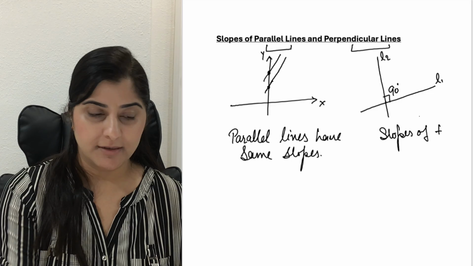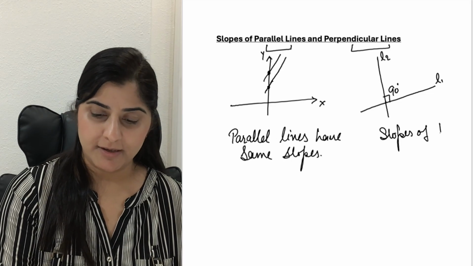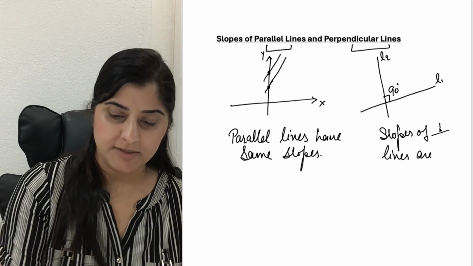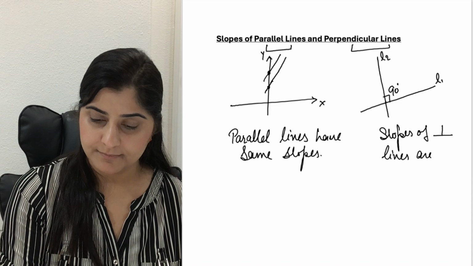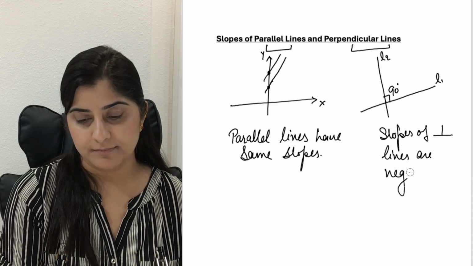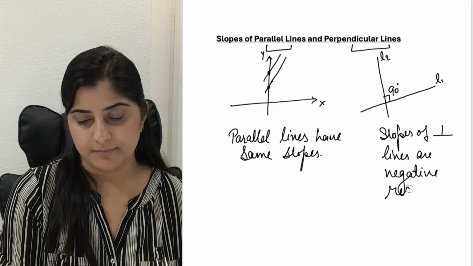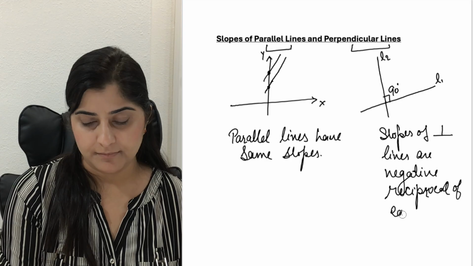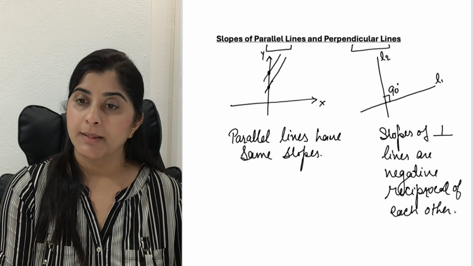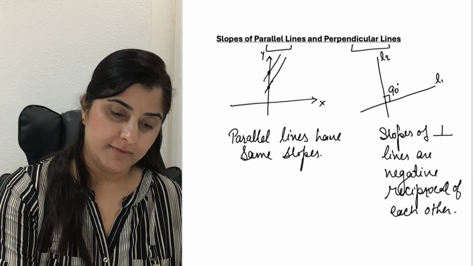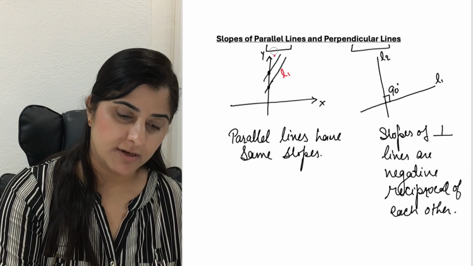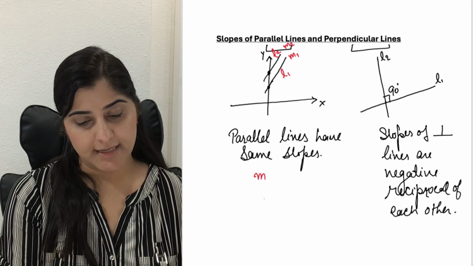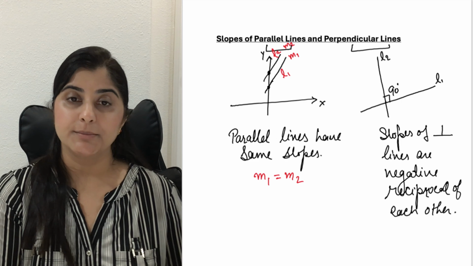Slopes of perpendicular lines. So I will use this sign for perpendicular lines. Slopes of perpendicular lines are negative reciprocal of each other. So if this is line 1, line 2, m1 is the slope for this line, m2 is the slope for this second line, so for parallel lines we can say that m1 is equal to m2.